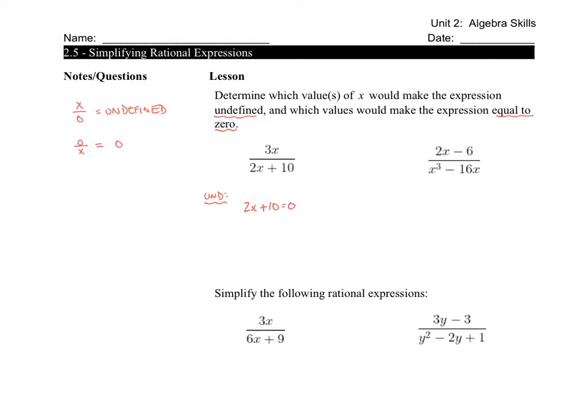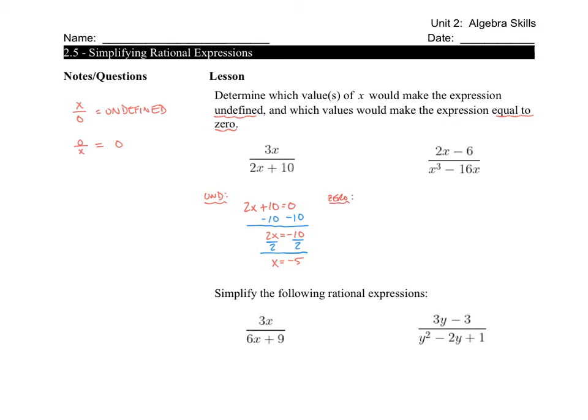And now we have to figure out what x would be in this case. So subtract 10. I'm left with 2x equals negative 10. And then I still have to get x alone, so I'll divide by 2. So this fraction is undefined when x is equal to negative 5. When is it 0? Well, it's 0 if the numerator is equal to 0.